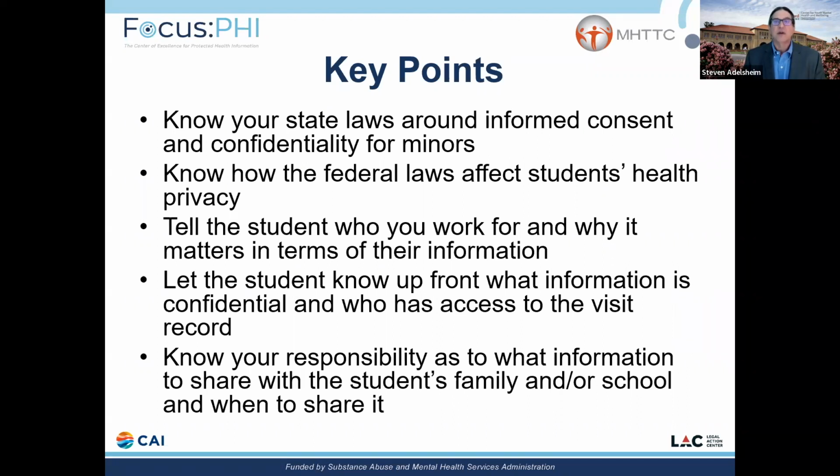And then also letting the student know up front what information is confidential and who will have access to the visit record becomes really important, so the student has a comfortable sense of what's being shared and there are no surprises for you or the student they're supporting. So it's really important to know your responsibility as to what information to share with the family, when it's appropriate to share it with them and/or with the school, depending upon whether you're employed by the school district, whether you're doing a contract with them, or whether you're a community provider on site in a school.